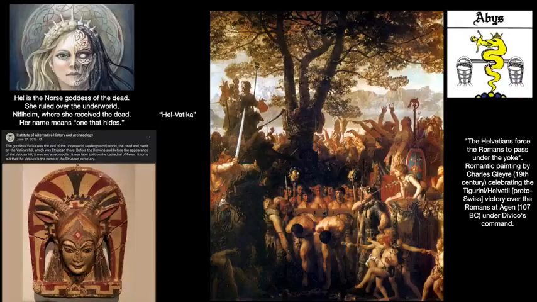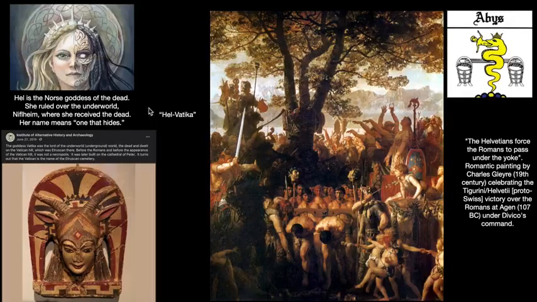I wonder too if this yoke was added because of this incident. This is the Helvetians forced the Romans to pass under the yoke, celebrating the Tigurini Helvetii, Proto-Swiss victory over the Romans at Aachen in 107 BC, under De Vico's command. Here is the yoke, and the Romans are passing under it.